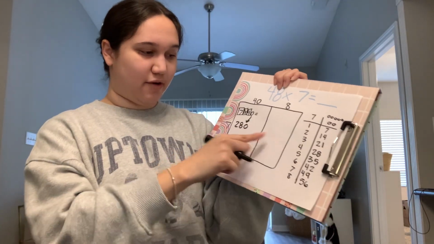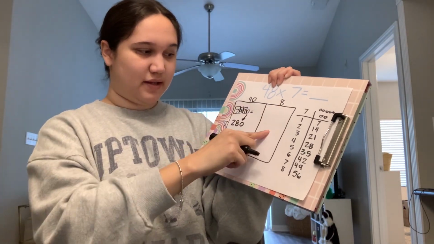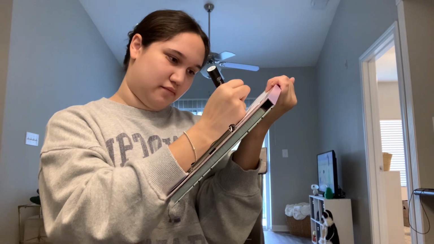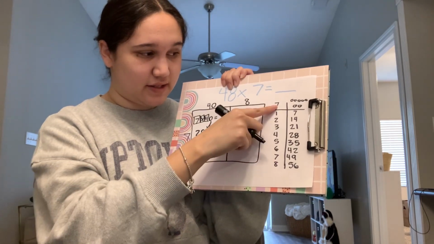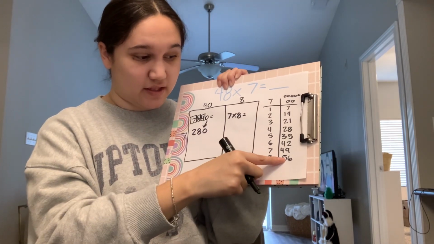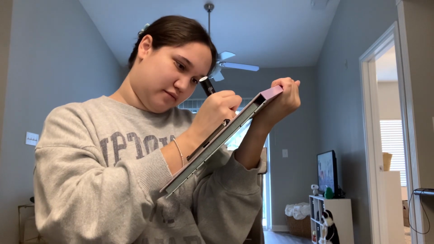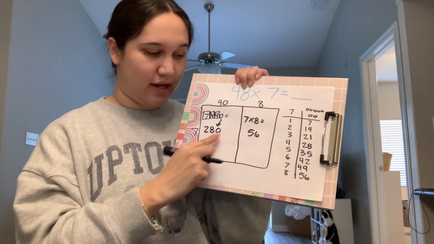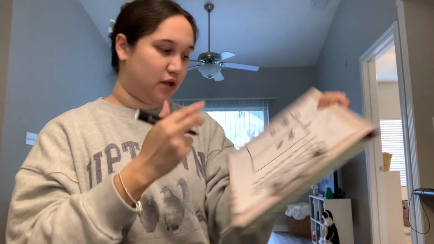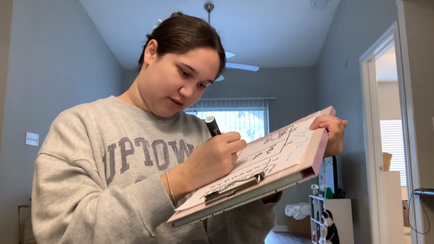Now we're multiplying right here. 7 times 8. If you don't already know what 7 times 8 is, we have our T-chart right here. 7 times 8 is 56. Just like that. And then we add our 2 numbers, 280 plus 56.